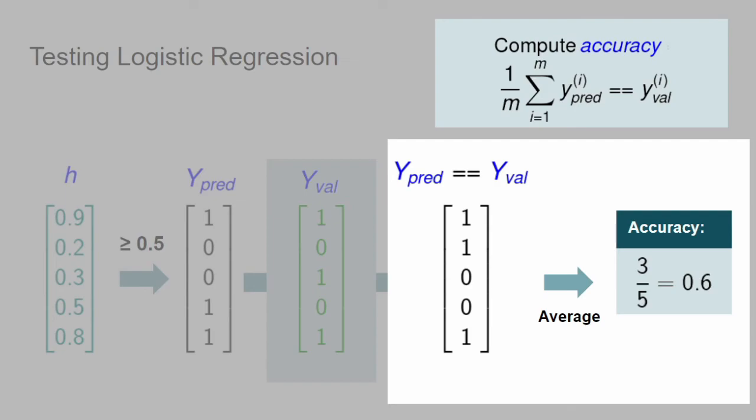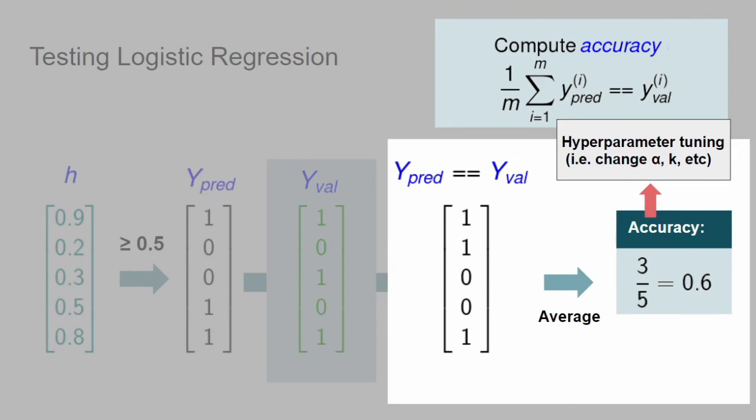In this case, the sum of our vector is 3 and we divide it by 5. Hence, our accuracy is 3/5, that is 0.6. If we read it as a percentage, we can say that our logistic regressor correctly classified 60% of the validation data. With this info, we can go back to the training phase and tune our hyperparameters. For example, we can use it to change the step size alpha or k, which is the number of iterations, and so forth.